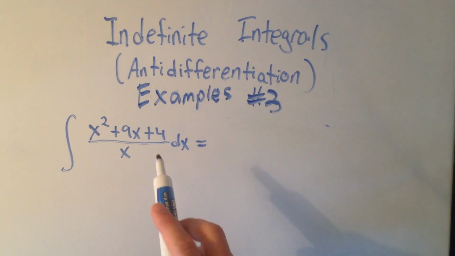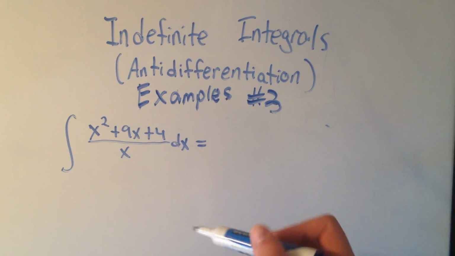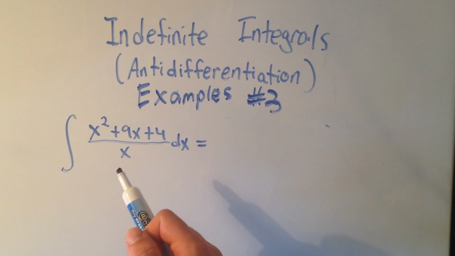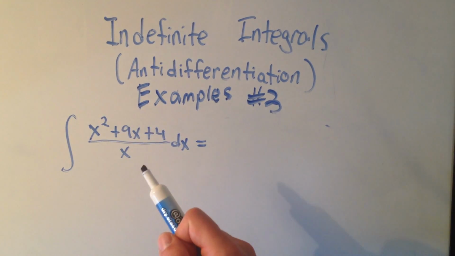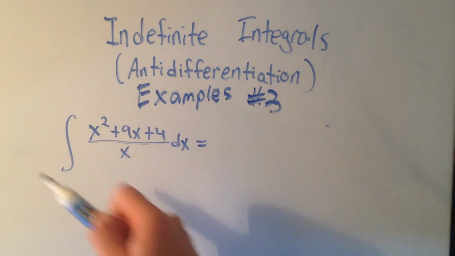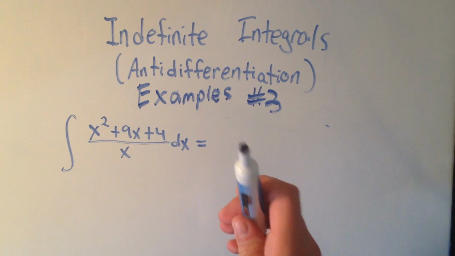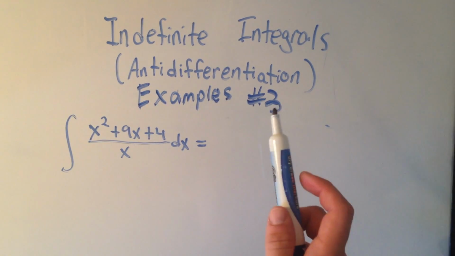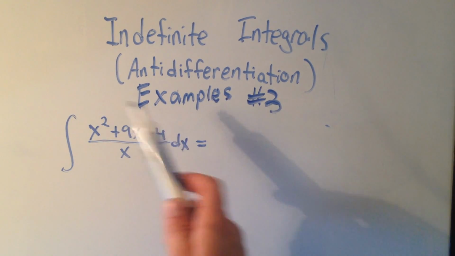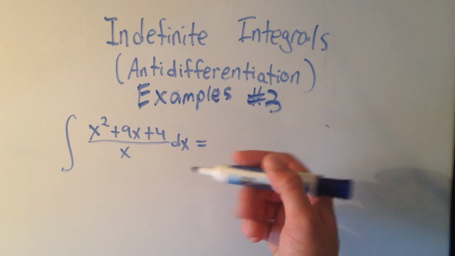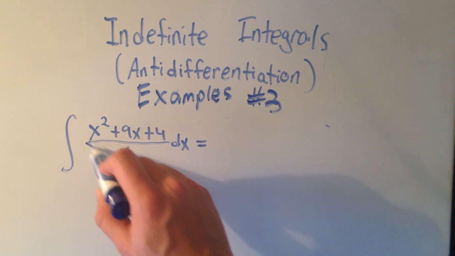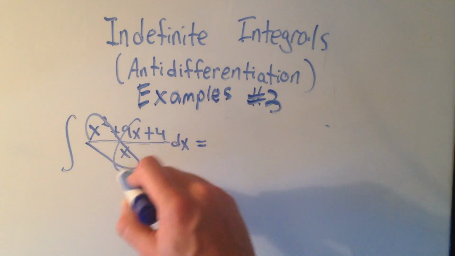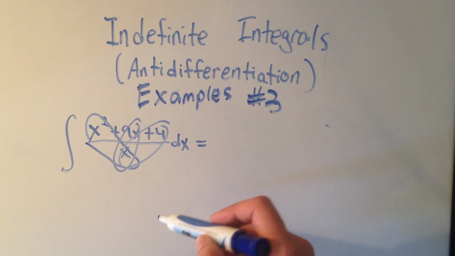Here's another situation that we haven't run into yet when we're talking about antiderivatives. If you were thinking in terms of regular derivatives, you might be thinking quotient rule, but there's no quotient rule for antiderivatives. Instead, the only real thing we can do with this is splitting up the fraction. That is, dividing x into each of these terms.